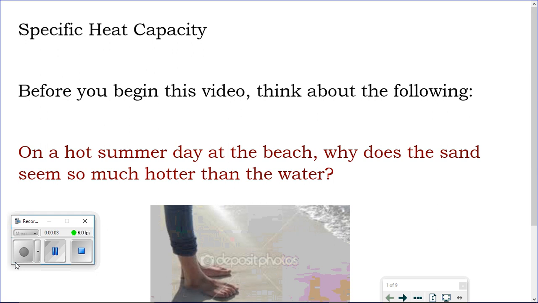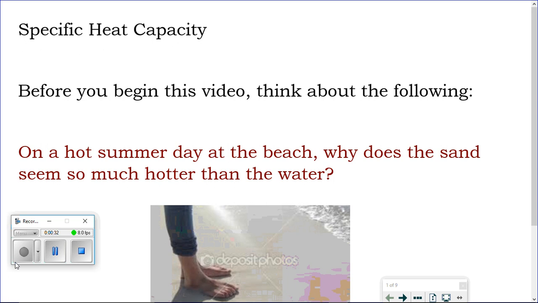This video is to introduce you to the concept of specific heat capacity and later on to the study of calorimetry. But before you move forward, I'd like you to think about being at the beach on a hot summer day, 75 degrees outside. You're walking towards the water and it hurts your feet to walk on that hot sand. As soon as you enter the water, though, your feet feel so much better.